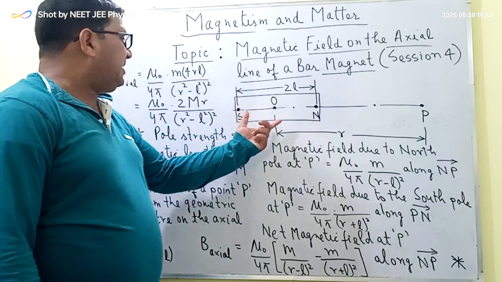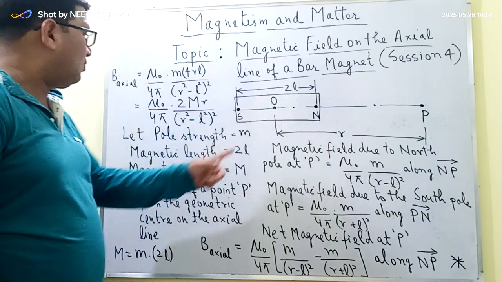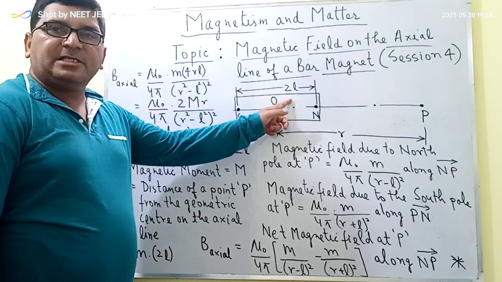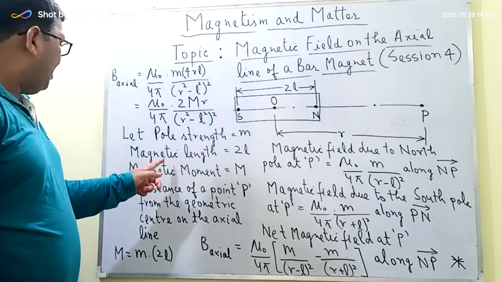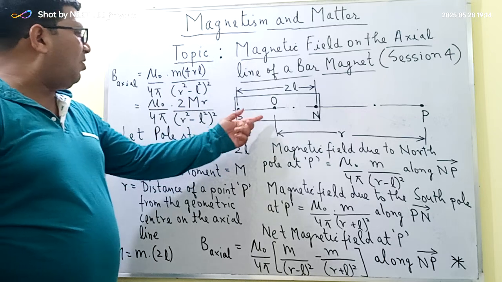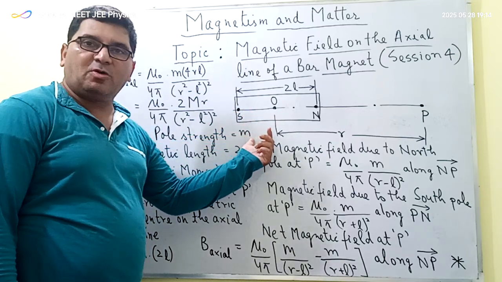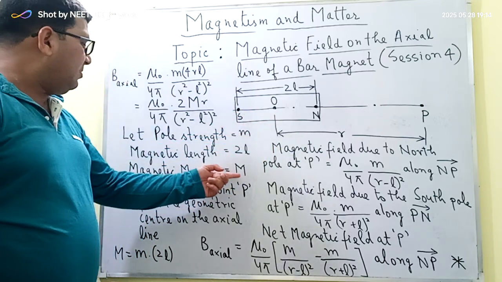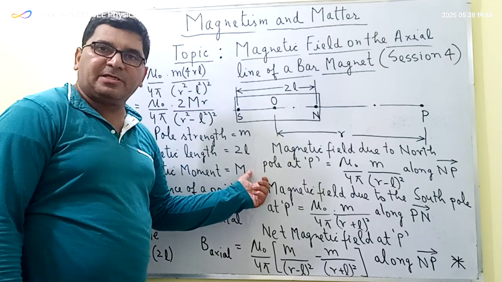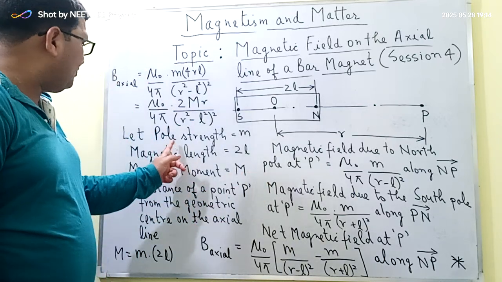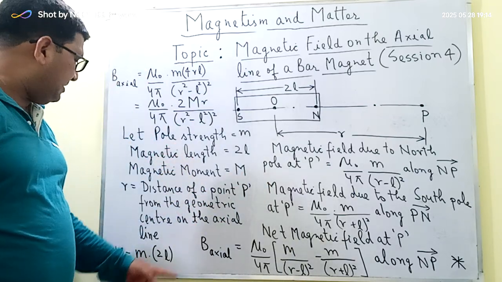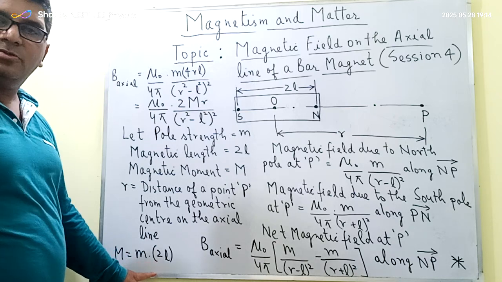The magnetic length of this bar magnet is equal to 2L, and the pole strength of this bar magnet is taken as small m. Now the magnetic moment, which is denoted by capital M, is the product of the pole strength and the magnetic length. So this is equal to m into 2L.